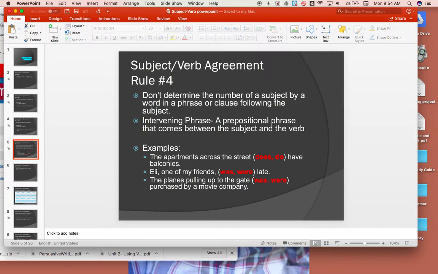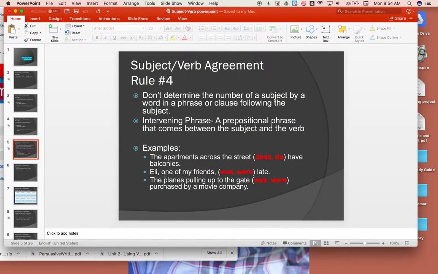The apartments across the street. Before I even look at my verb, I'm going to find my subject. Well, I know that across the street is a prepositional phrase, so I'm not even going to think about that. I'm going to look at my subject, which is apartments. Apartments is plural. Since apartments is plural, I'm going to choose a plural verb. My plural verb is do. Remember, most singular verbs end in S.